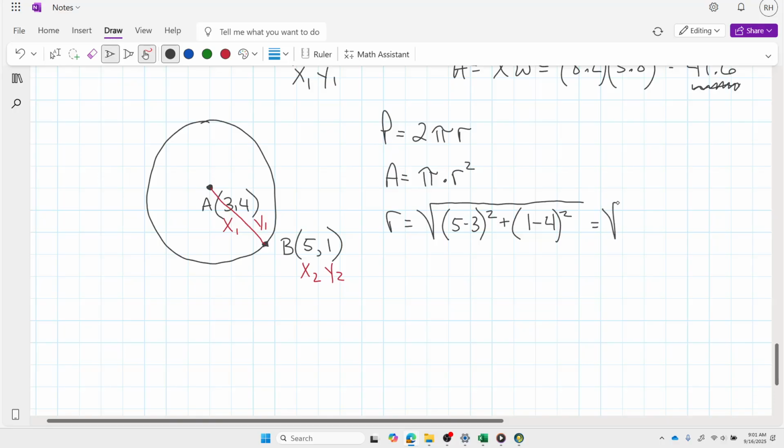And we get 5 minus 3 is 2, squared is 4. 1 minus 4, negative 3, squared is 9. So we need the square root of 13. And the square root of 13 is 3.6. So our radius is equal to 3.6.